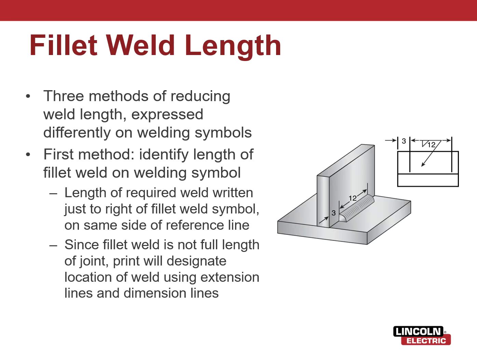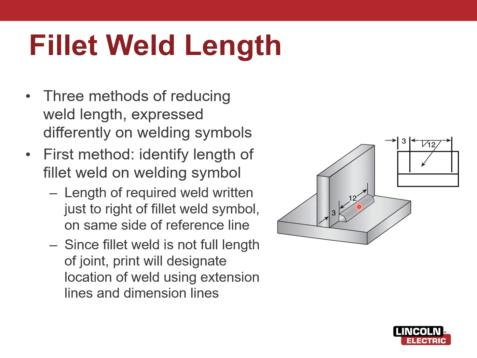So there are 3 methods of reducing weld length, expressed differently on welding symbols. The first one is to identify the length of the fillet weld on the welding symbol. So 12-inch long. We need a 12-inch long weld.